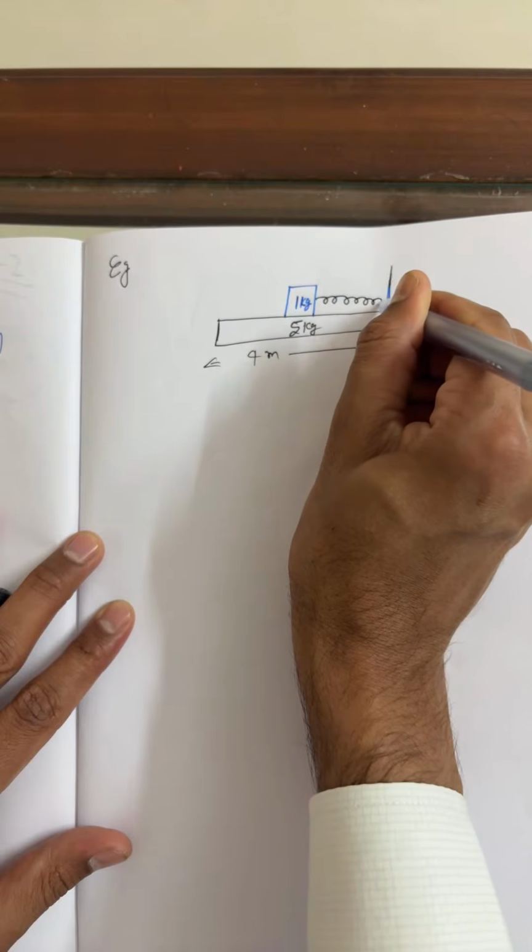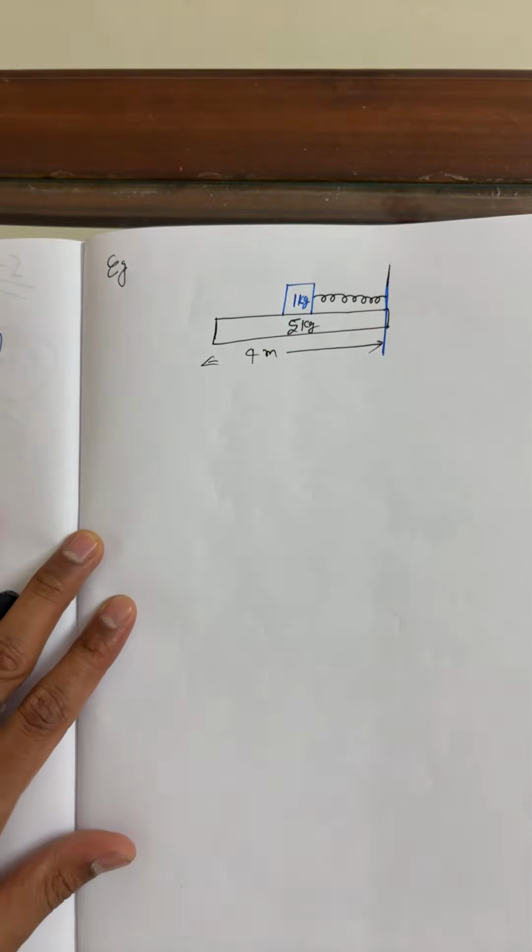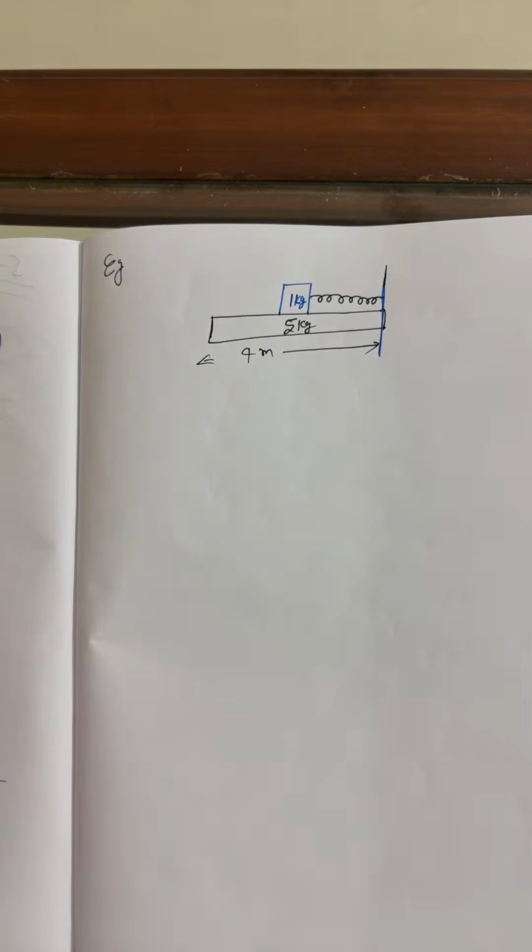Entire system initially at rest. Student, entire system initially at rest. There is no change at all. So now I'm going to read the question here.